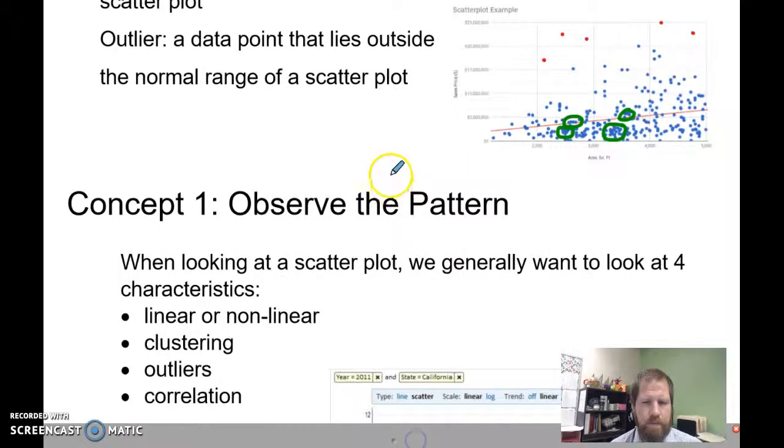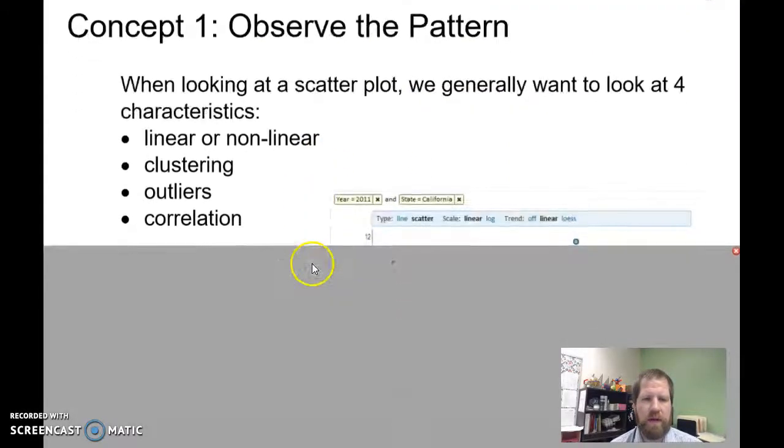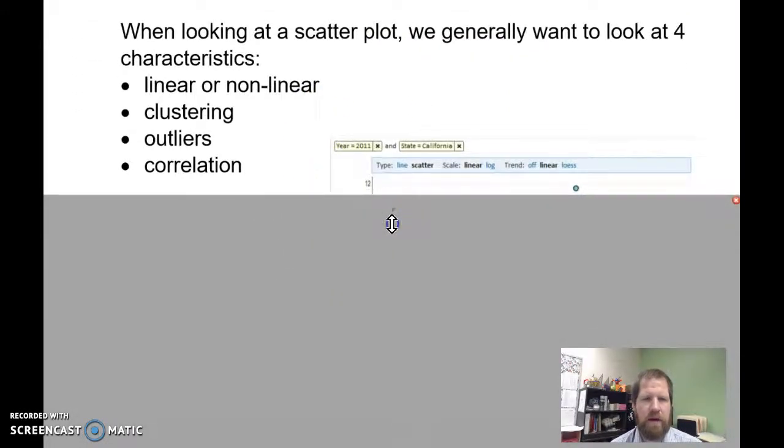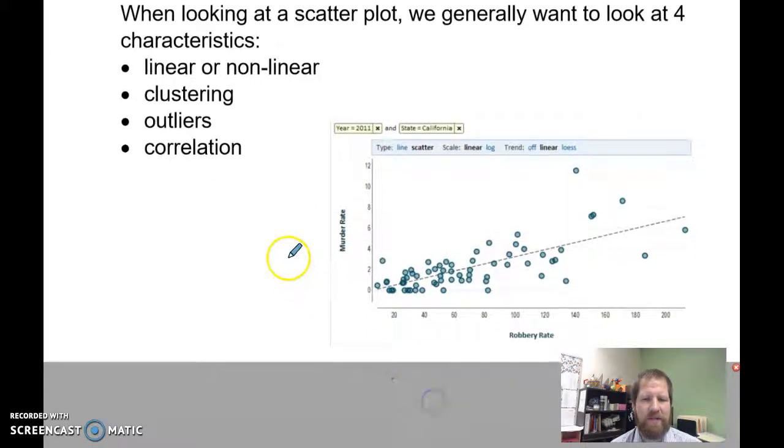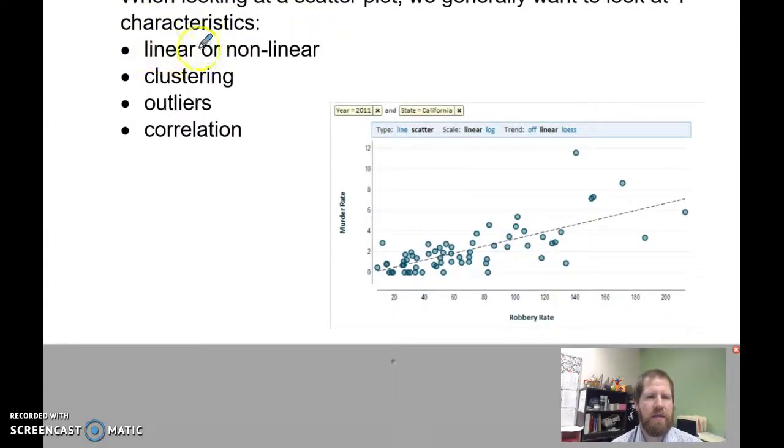All right. So our first concept is observing the pattern. So when we're looking at a scatter plot, we're looking for 4 different characteristics. Okay, we're looking for whether that scatter plot looks or appears to be linear or nonlinear. Okay, so forming a straight line or a curved line. Whether we see clustering or outliers, and then correlation.